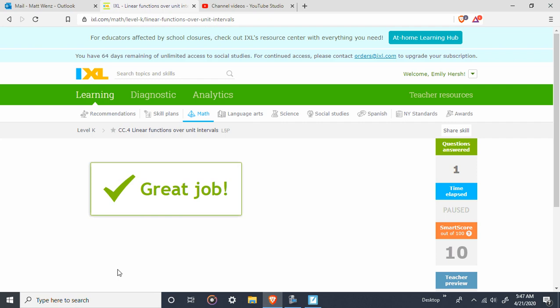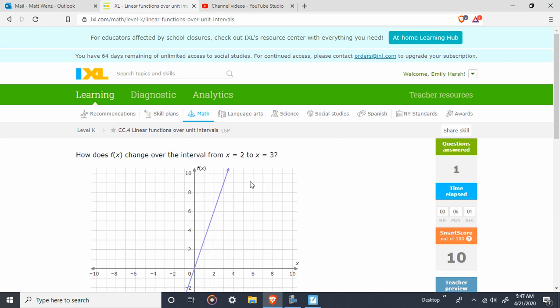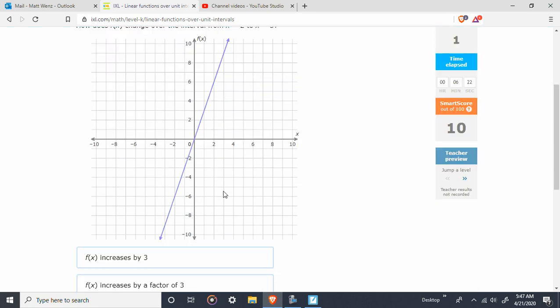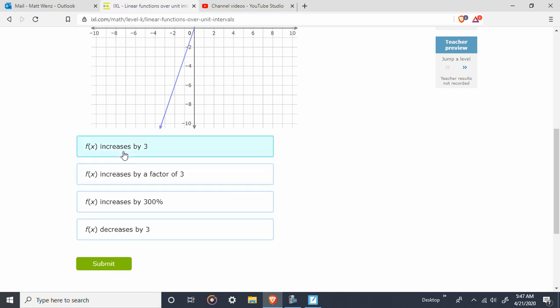Nothing crazy there, right? From x is equal to 2 to x is equal to 3. So at 2, I got out 6, and at 3, I got out 9. So again, as x changed by 1, y changed by 1, 2, 3. As x changed by 1, f of x changed by 1, 2, 3. So it's going to increase by 3.